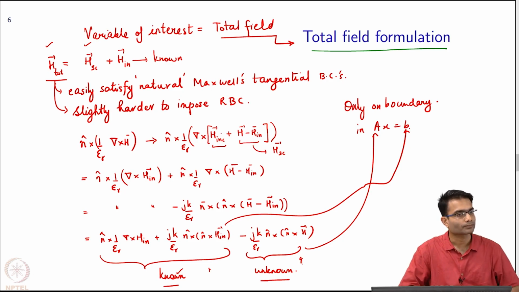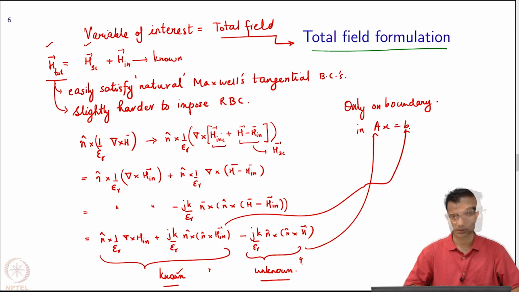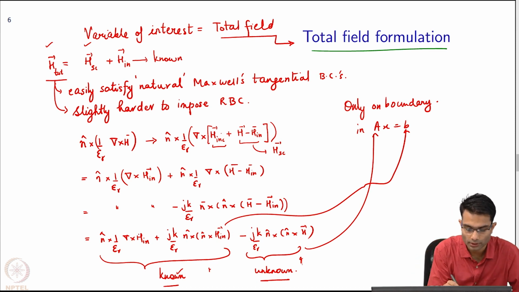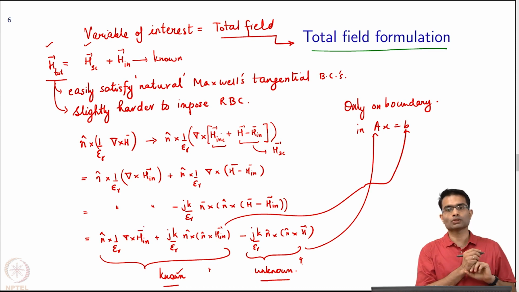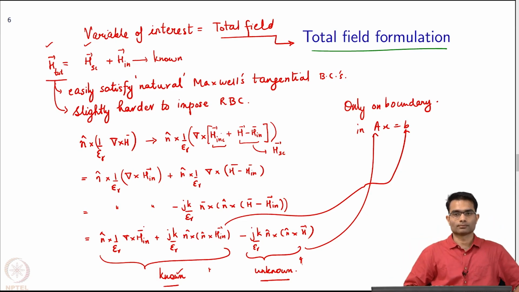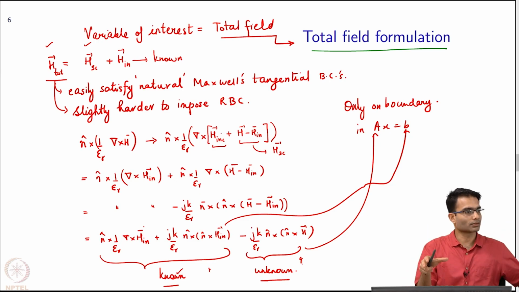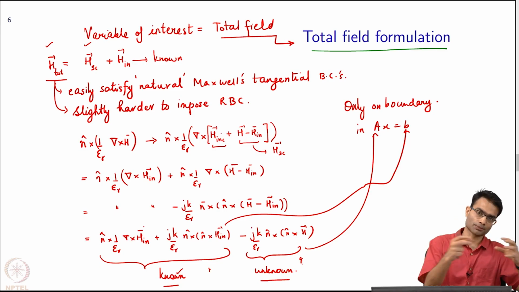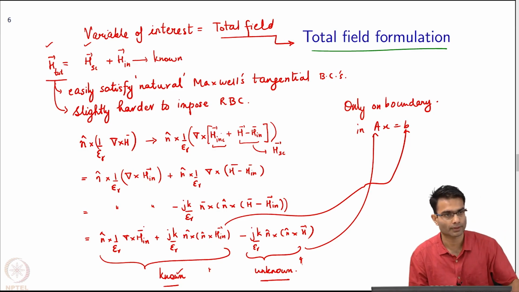So, it is not tricky, just taking care of on which field I am imposing the boundary condition. H incident is known, so I will just substitute it over there, and H is the unknown in which I will replace the basis functions. In subsequent modules we will take a concrete case and see how I get the system of equations once I substitute the basis functions.